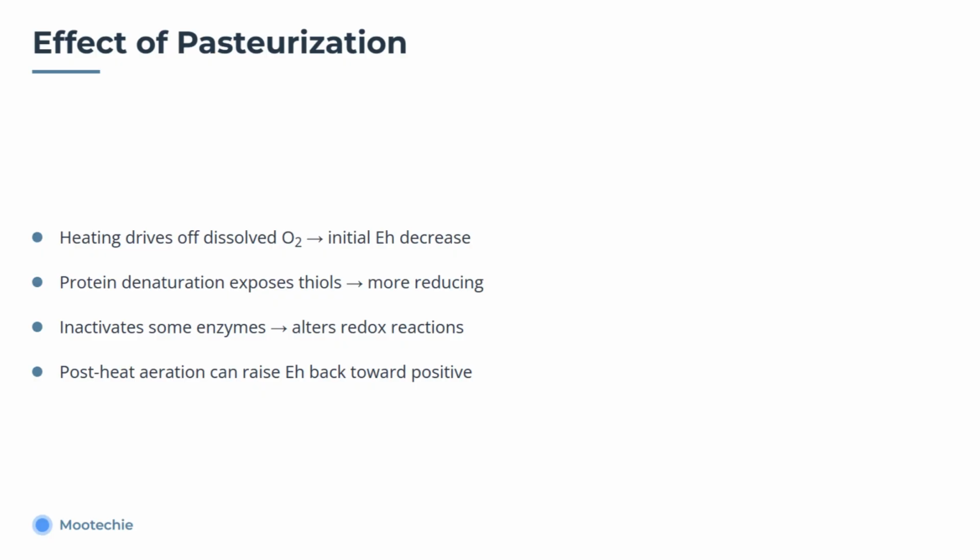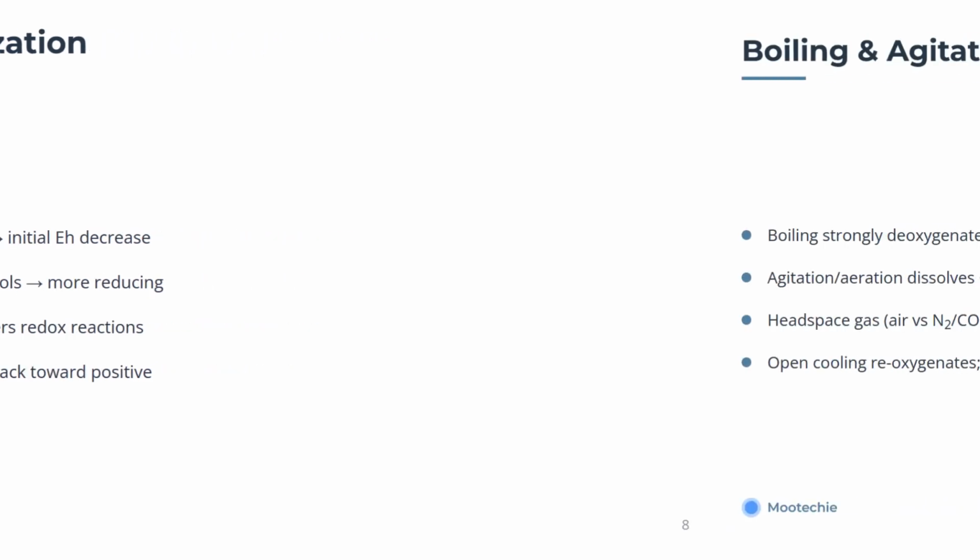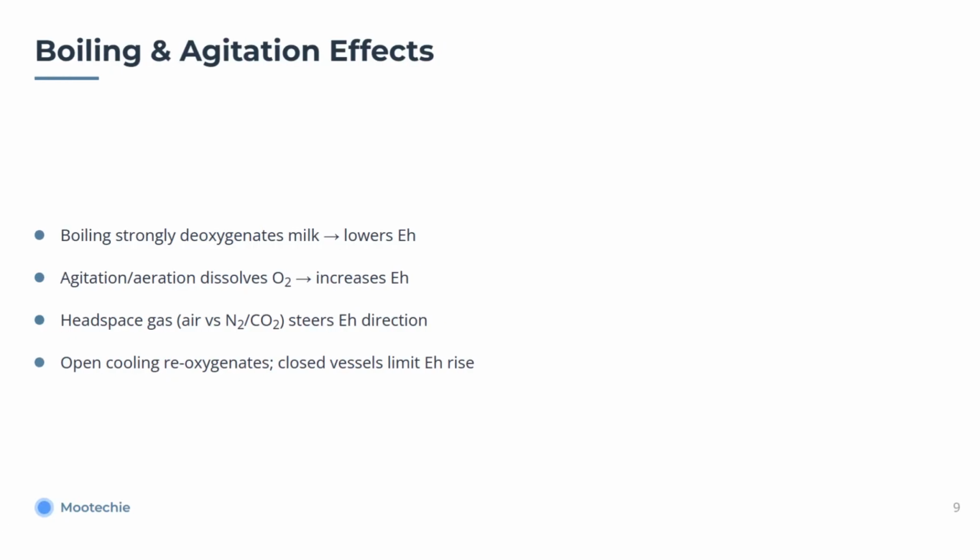Moving on, we see the effect of pasteurization. The heating process drives off dissolved oxygen, leading to an initial decrease in EH. Protein denaturation also exposes more thiol groups, making the milk more reducing. It inactivates some enzymes, which alters subsequent redox reactions. However, post-heat treatment aeration can raise the EH back toward positive values.